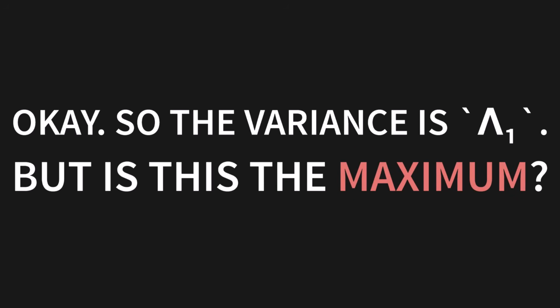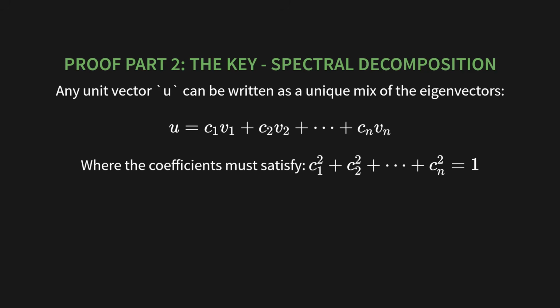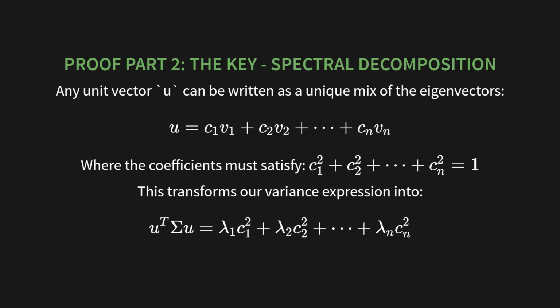This brings us to proof part 2, and the key here is a concept called spectral decomposition. It sounds fancy, but the idea is simple. Any unit vector u can be written as a unique mix of the eigenvectors. So u equals c1v1 plus c2v2, and so on. And because u is a unit vector, the sum of these squared coefficients, c1 squared plus c2 squared, and so on, must equal 1. When we use this decomposition, our variance expression u transpose sigma u transforms into something really insightful. Lambda 1 times c1 squared plus lambda 2 times c2 squared, all the way to the end.